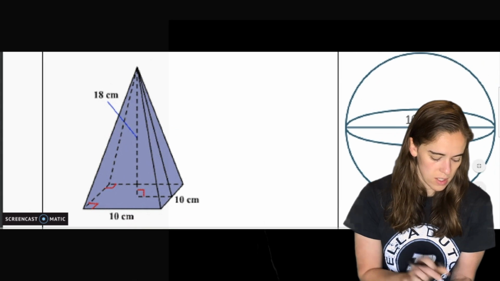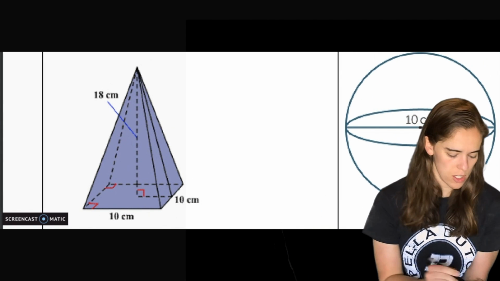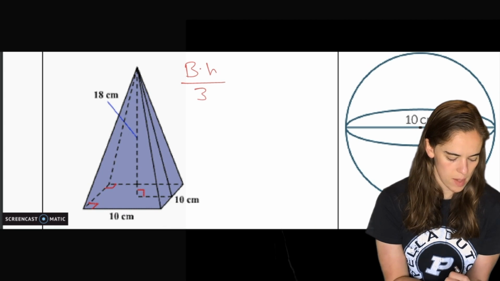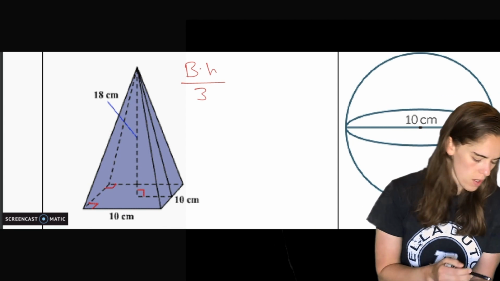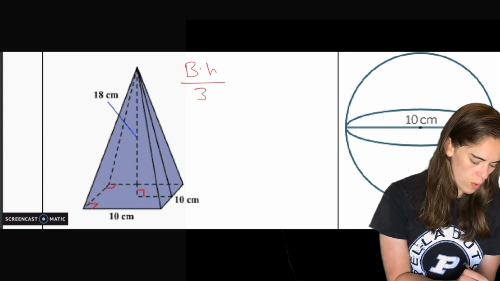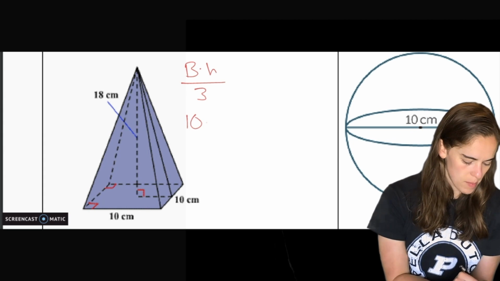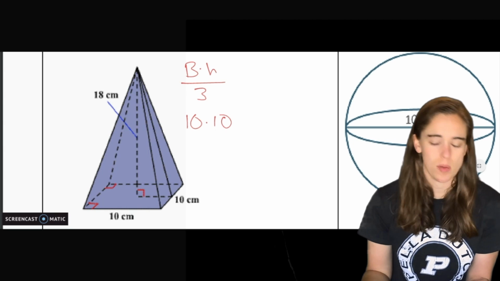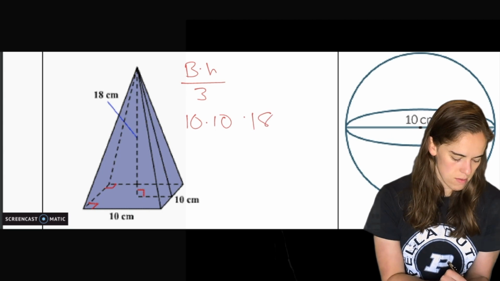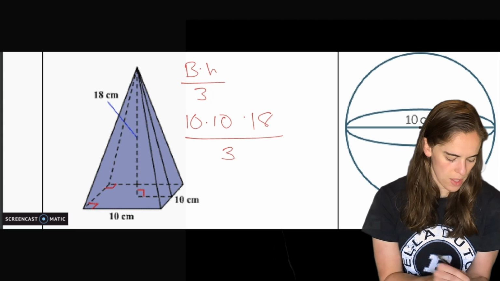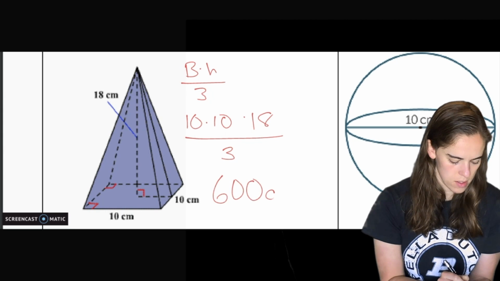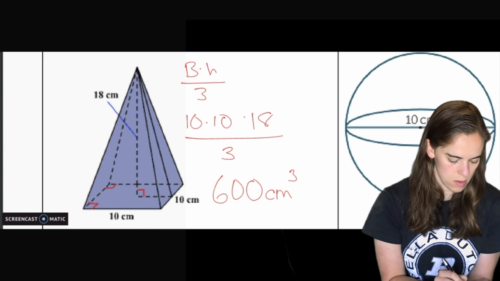Number 3. Okay, again, this one ends in a point, so we're going to do the same thing actually. We're going to do capital B times H, but then divide by 3 since it ends in a point. On this one, capital B is the area of my base. The area of the base on this one is a square, so it's 10 times 10. Now I'm going to multiply by the height of the pyramid. That height is 18, and then we're dividing by 3. For this one, we're going to get 600 centimeters cubed.